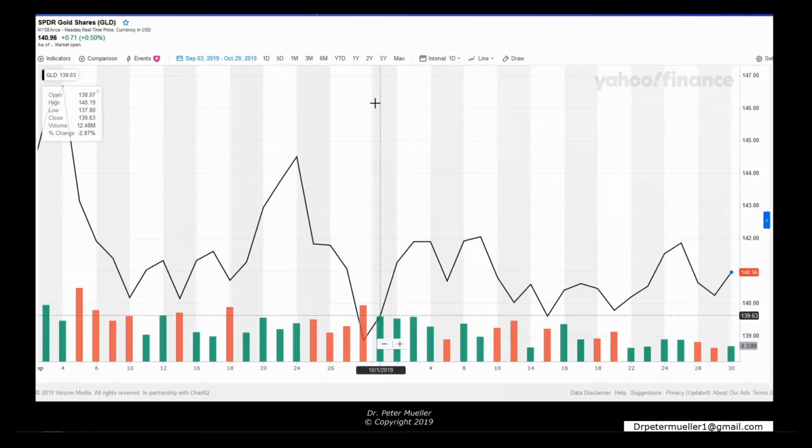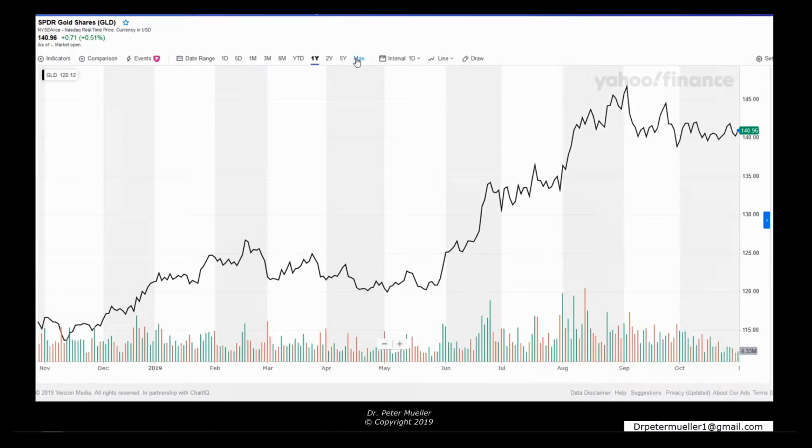For simplicity purposes, I go back here on the preset for 1 year, which will show us the GLD chart for 1 year. You can see we have 1 day, 5 day, 1 month, 3 months, 6 months, year to date, 2 year, 5 year and max. So we have a variety of time intervals we can look at. And before making any trading decisions, we should really look at multiple time intervals.